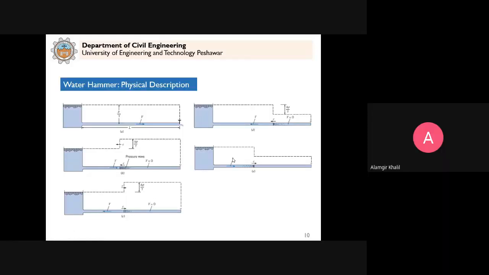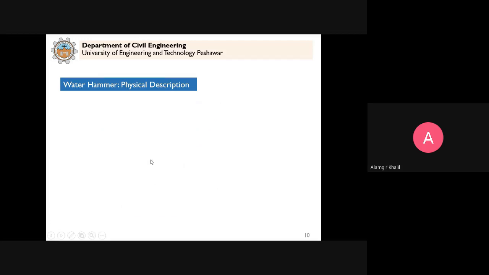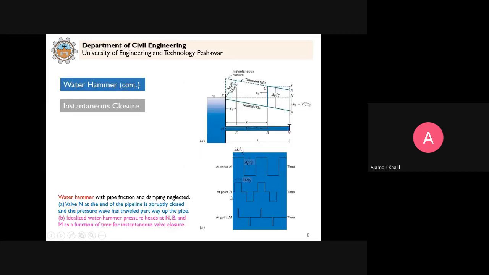Physical description of this water hammer: as a result of closing of this valve, a pressure wave is set up, and this pressure wave travels between the reservoir and this valve back and forth, and because of this we have this pressure variation diagram you can see with respect to time. And we also saw how to calculate this increase in pressure.